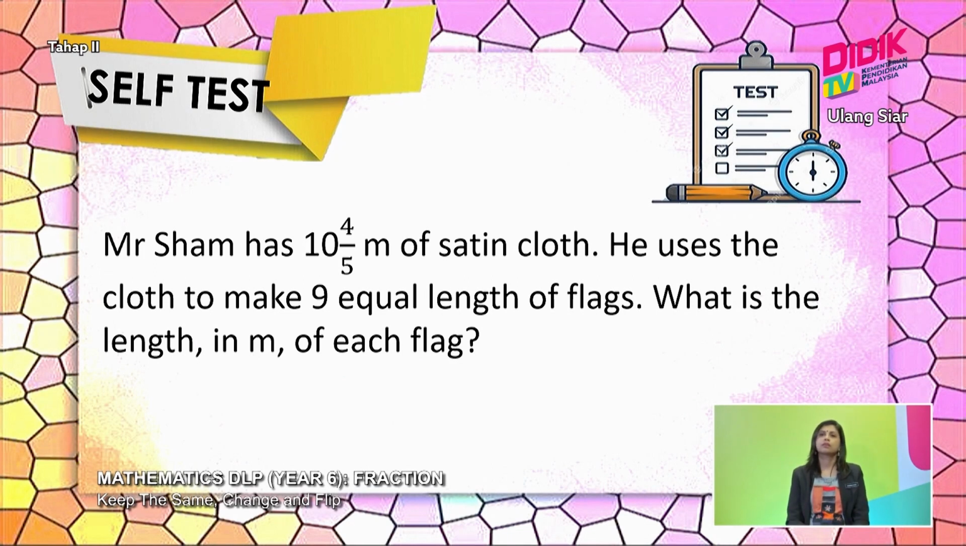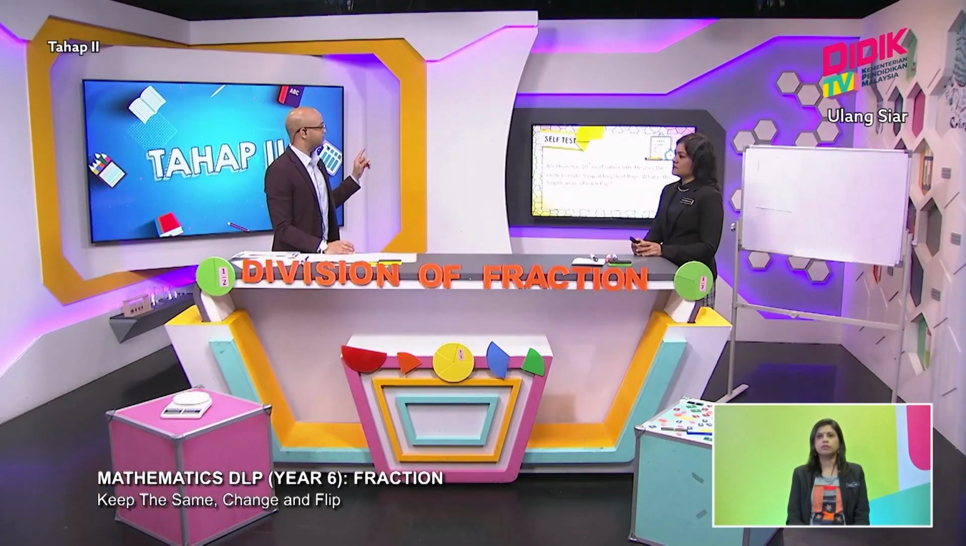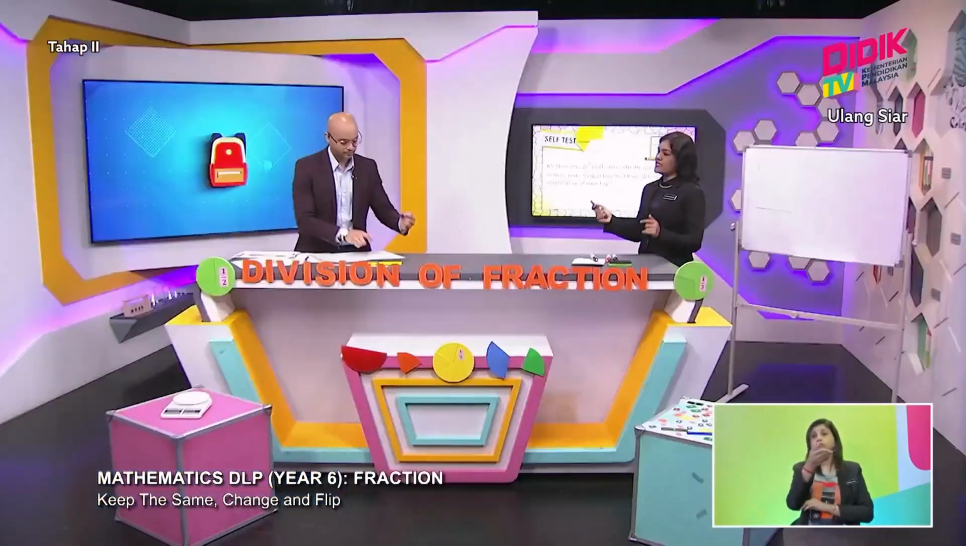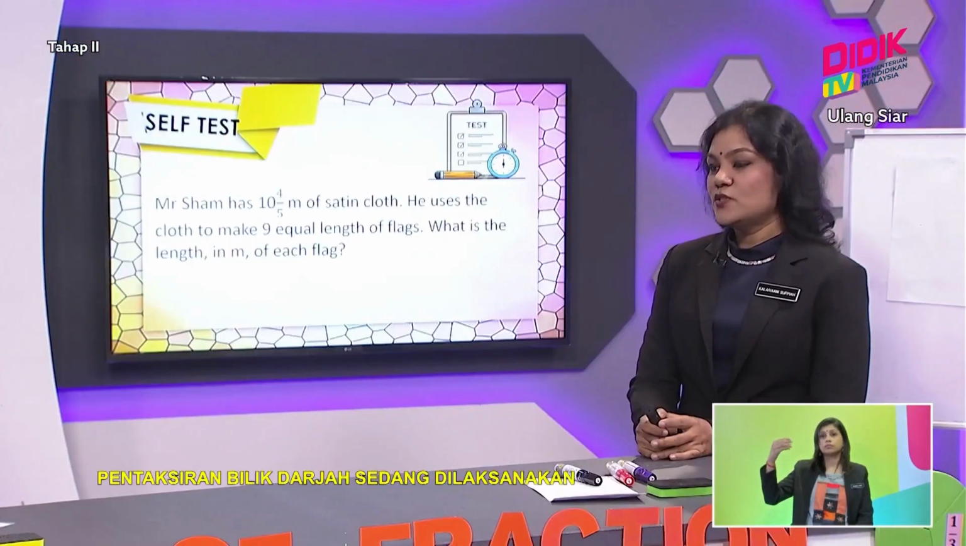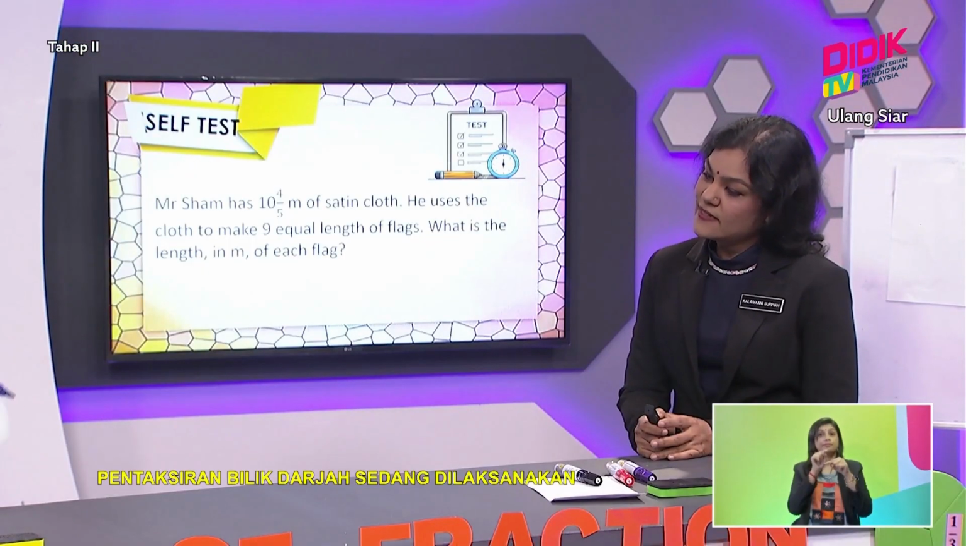So it looks like what we need to do is divide 10 and 4 over 5 meters by 9. Yes, you're right, because the keyword is each flag. When they ask for each, you have to divide. So what are you going to divide by here? 9.